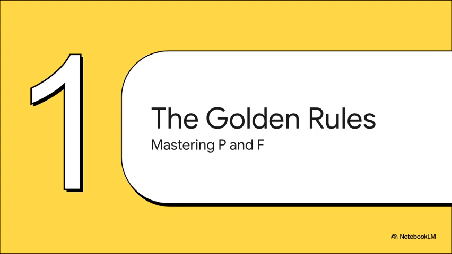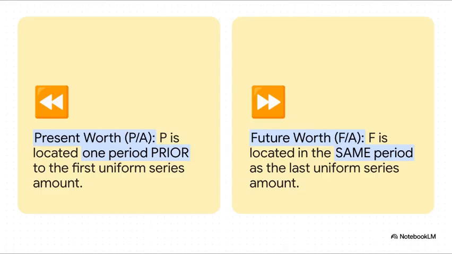I'm not kidding. Almost every single mistake on these problems comes from not knowing these 2 simple rules. If you can master where to place your P and your F, you've already won half the battle. Here they are, the 2 rules you have to burn into your memory. Rule number 1, when you use the P/A factor to find the present worth of a series, the answer, we'll call it P prime, is always located 1 period before the first payment. And rule 2, for the future worth using the F/A factor, the answer F lands in the exact same period as the very last payment. Get these 2 right and you'll sidestep the most common traps.